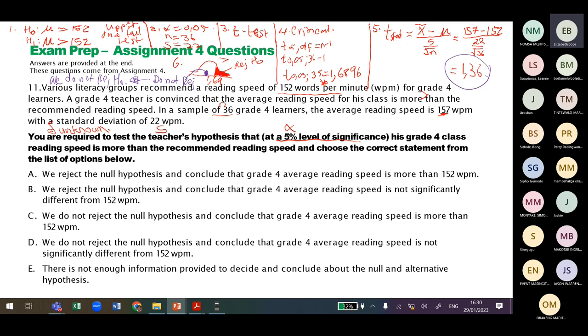Based on that information, now we can go and find the correct answer. The first two statements said we reject, so they are incorrect, right? So we are left with only two statements, or actually three. But I can also take away statement E because we have enough information to get to the conclusion, step six. C says we do not reject the null hypothesis and we conclude that the average reading speed is more than 152. D says we do not reject the null hypothesis and conclude that the average speed is not significantly different from 152.